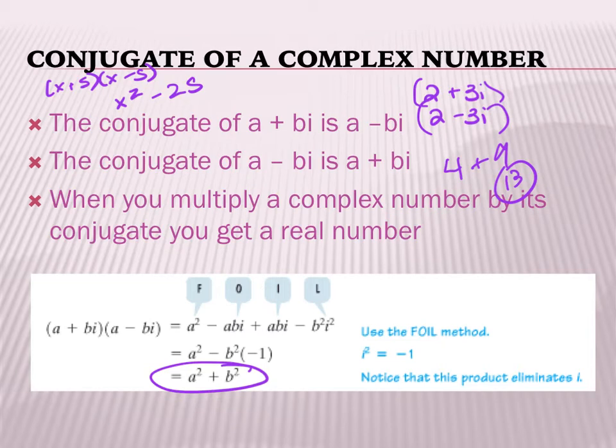So be careful. Don't screw this up. A lot of people confuse it with difference of two squares. This is plus, because the I squared would change the minus to a plus. Does that make sense? Yeah?